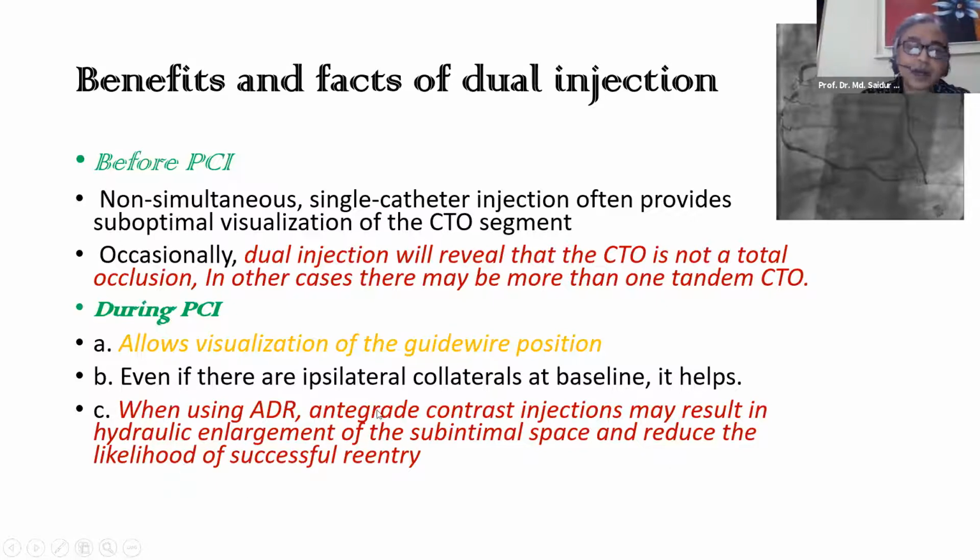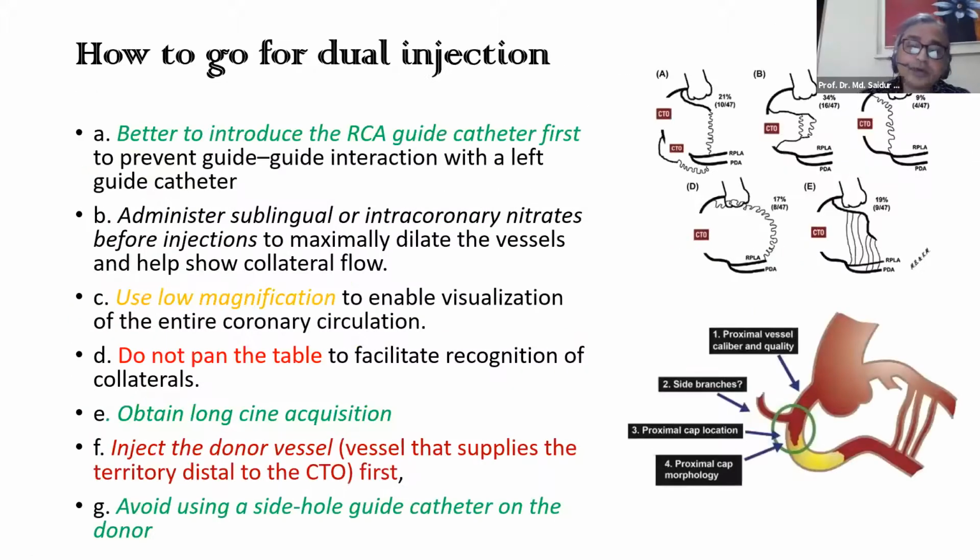While using ADR, or antegrade dissection and reentry, the antegrade contrast injections should not be given too much, because it causes hematoma. So how to go for a dual injection? A few important tips: use low magnification, and it is better to introduce the RCA guide catheter first rather than the left, and then obtain a long cine acquisition, inject the donor vessel first, which supplies the territory distal to the CTO, then the feeder vessel, and avoid using a sidehole guide catheter on the donor, and then it will be helpful.